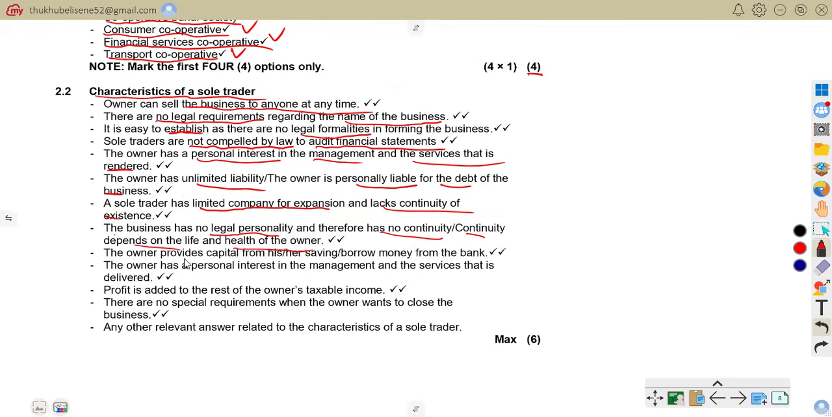The owner provides capital from his or her savings or borrows money from the bank. What it means is that the owner provides capital.